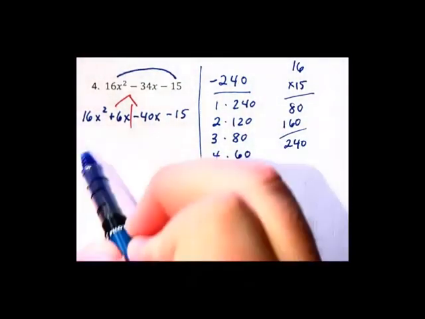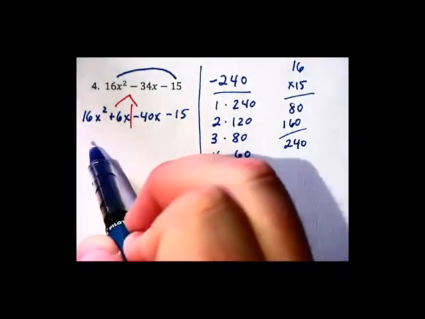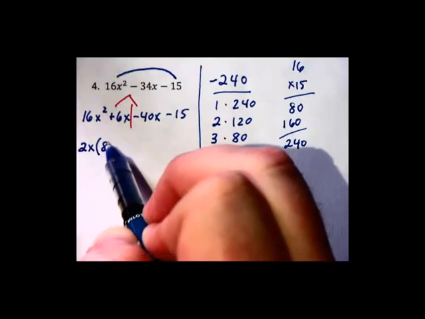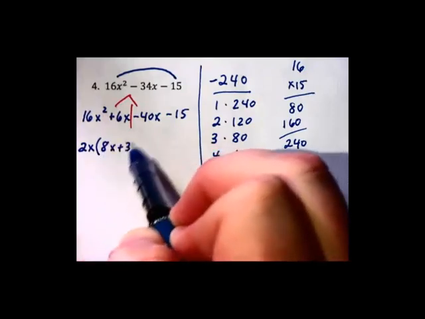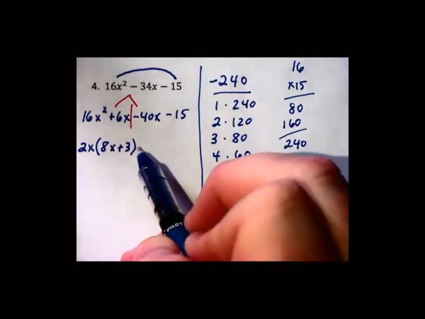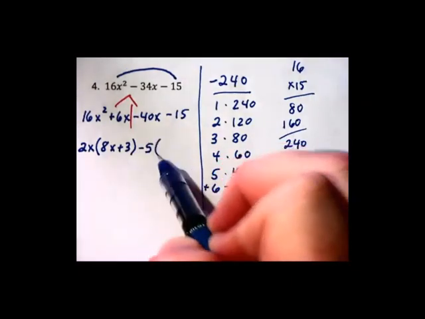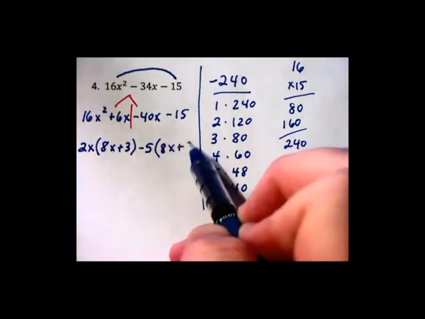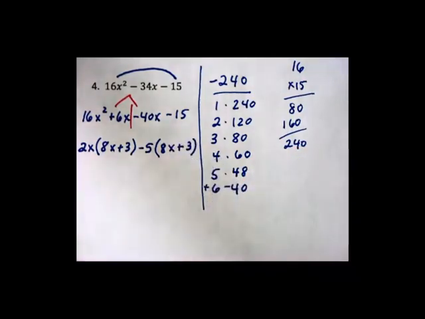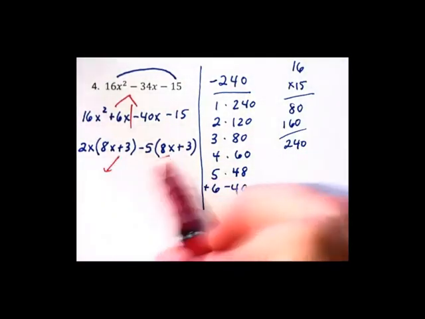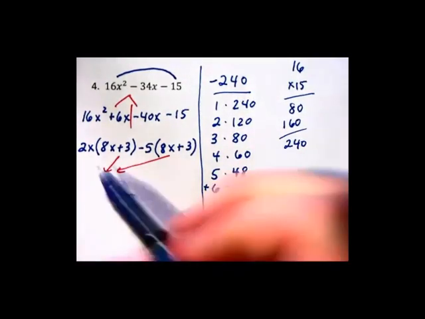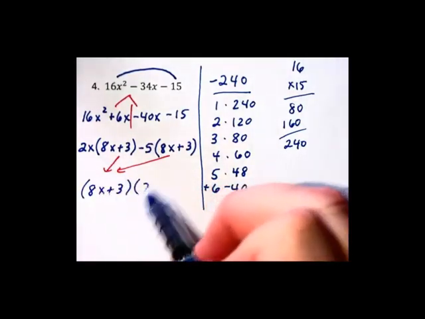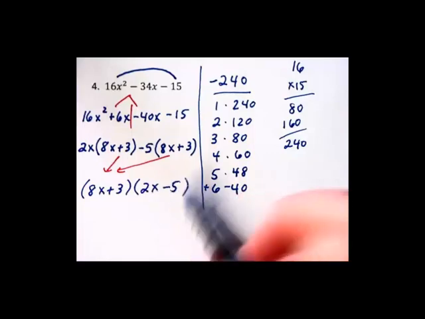I can factor out a 2 and an x, leaving 8x plus 3, and then I'm going to factor out a minus 5, leaving 8. 5 times 8 is 40, 8x, and okay, good, the signs are right, 8x plus 3. Now, factoring 8x plus 3 out of each half of the problem gives us 8x plus 3 in one parenthesis and 2x minus 5 in the other.